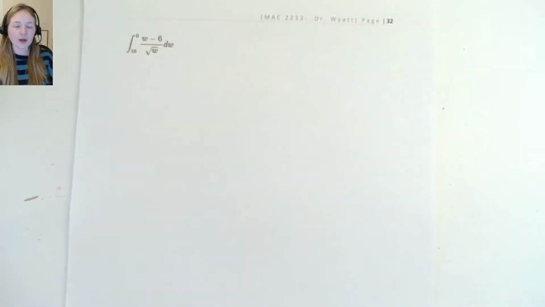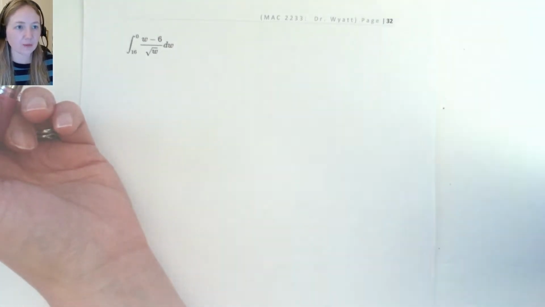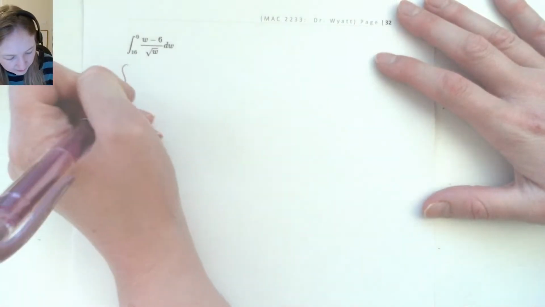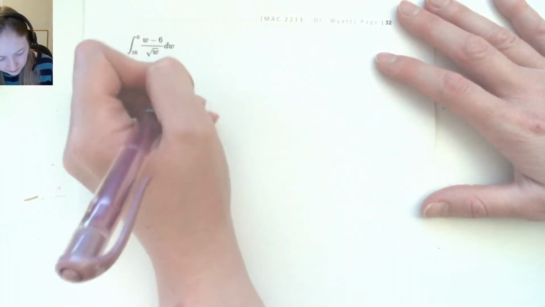All right, so here, first step is going to be, you could pick two different things. You could either split it up or you could rewrite the radical. It does not matter which one you do. For some reason, I always like to rewrite the radical first, but you could split it up first and that would be fine too.